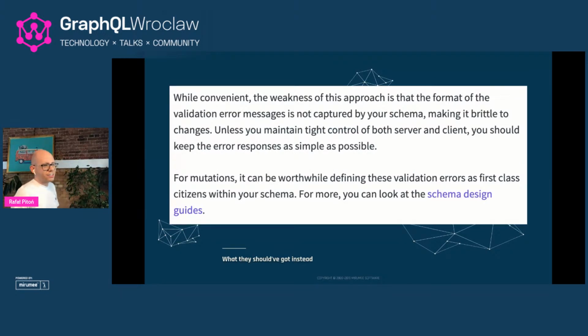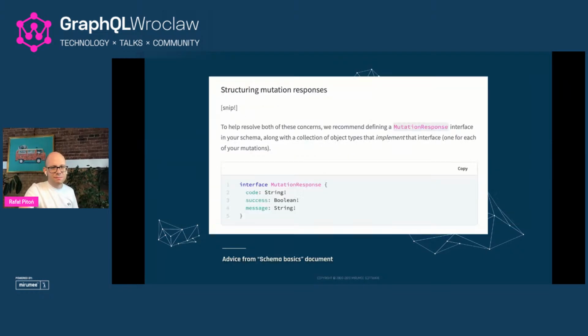So it turns out the idea to keep errors as part of the schema was always there, but we just don't read. Instead, we skim for the code examples. Also, the second paragraph has quite a good link. So Apollo has this document called Schema Design Guidelines. I recommend you giving it a look when you have time.